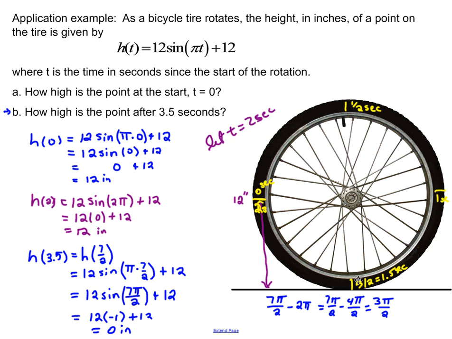So I know that I'm in this particular place at the bottom of my turn if I've gone 7 half turns. Get it? So at 3.5 seconds, I'm down here at this point, 3 pi/2. This would be a model for this tire as it rotates about its axis right here. Okay, interesting application, more to come.